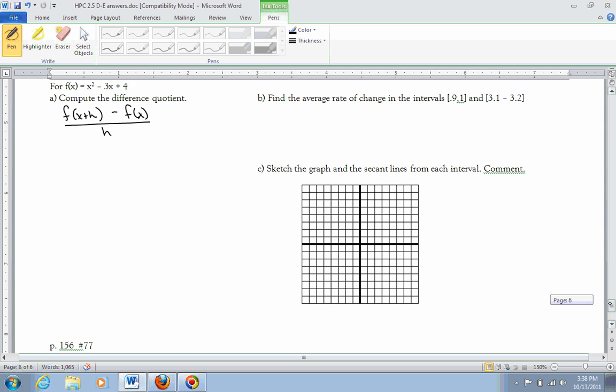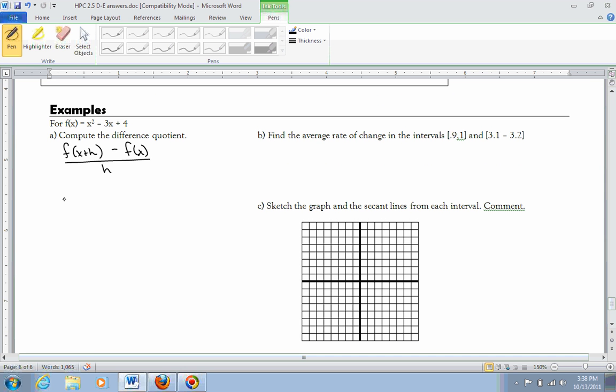So if we look at the values of this function, we're going to plug x plus h into our function. That means square it, subtract 3 times it, and add 4. And then we're going to subtract the entire original function, x squared minus 3x plus 4. And we're going to divide all that by h.